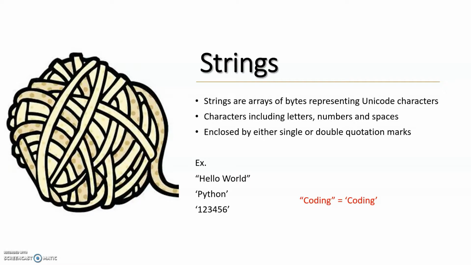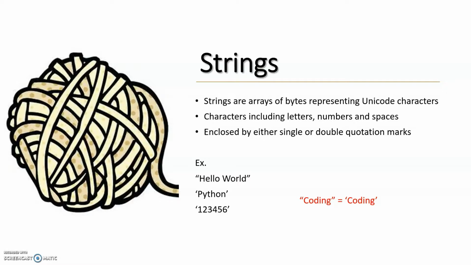Now, we can define or create a string in Python by enclosing a certain set of characters with single or double quotation marks. It's just that you have to enclose them with the same type. You can't mix them up. Otherwise, you will result in a Python error.